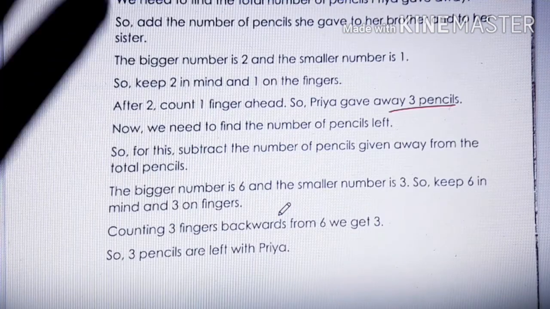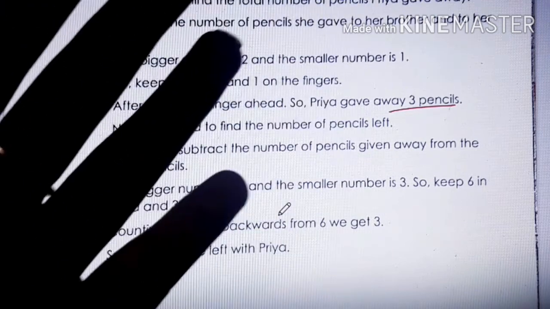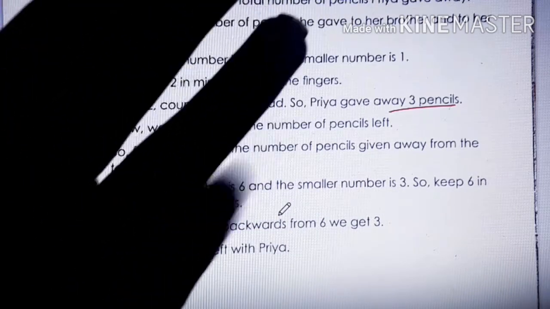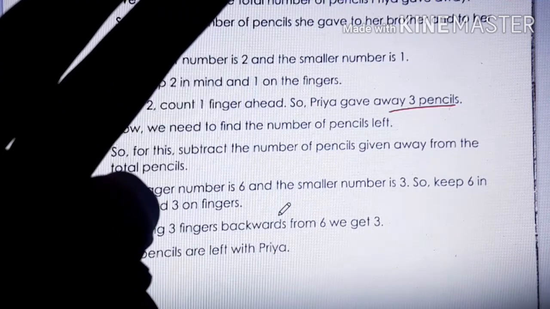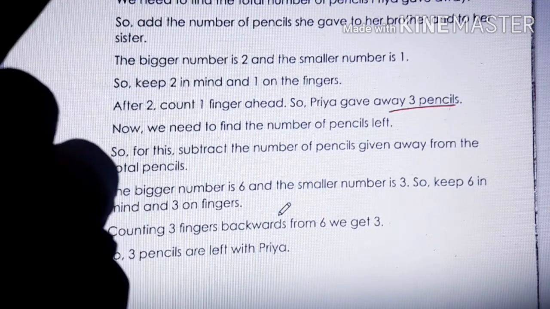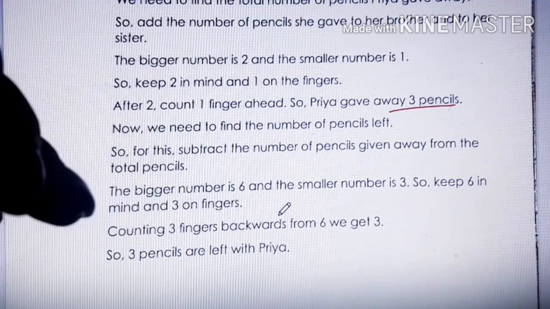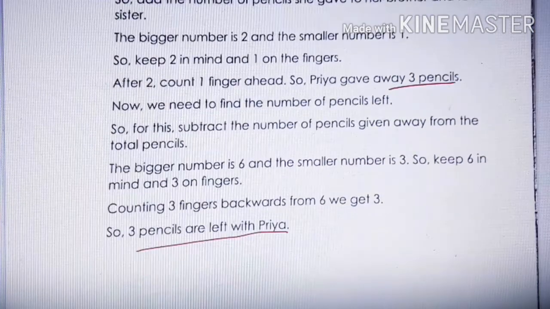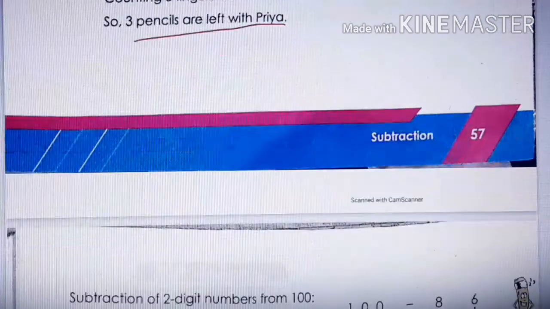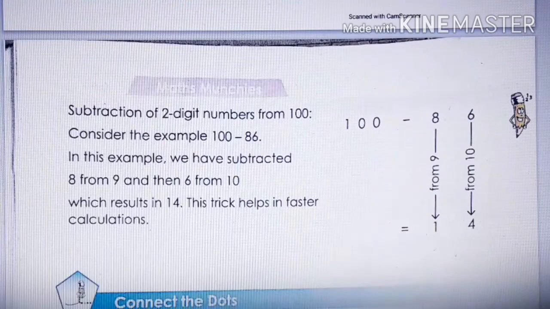So you can do it mentally, children. Keep 6 in your mind. Open 3 fingers. Then do backward counting. 5, 4, 3. So we have stopped on the number 3. So how many pencils are left with Priya? 3 pencils are left with Priya. Clear? Don't worry, children. I will discuss this. I'll discuss the answers also with you.